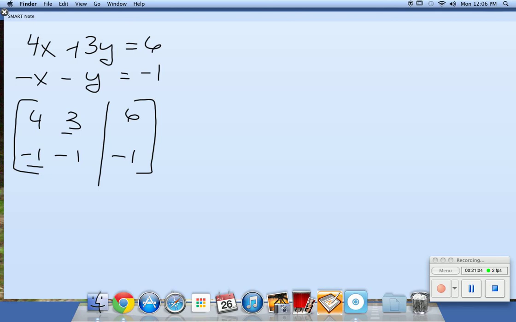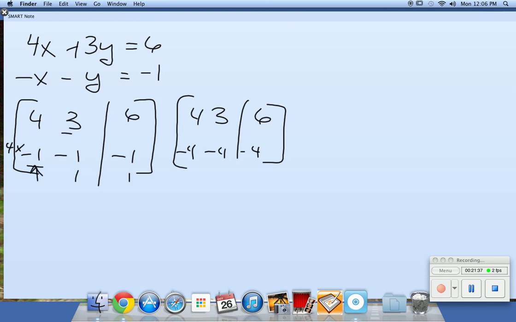Times it times 4, Preston. If I multiply this times 4, now it becomes 4, 3, 6, and it becomes a negative 4, negative 4, and negative 4. When I multiply each one of these by negative 4, it's going to become negative 4, negative 4, negative 4. Now, what do I do? Well, just add it. Add it and put the results in the second row.